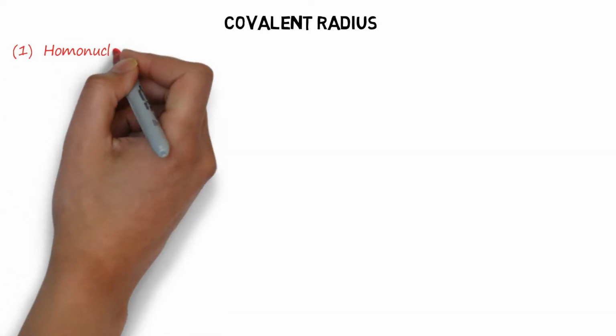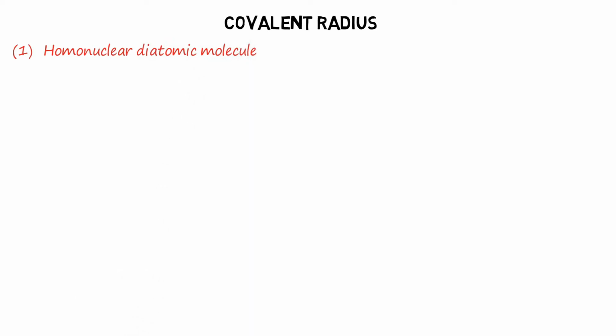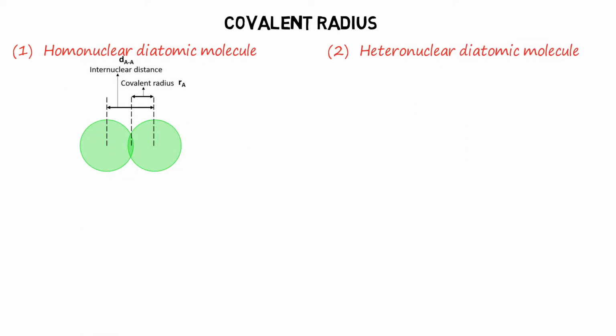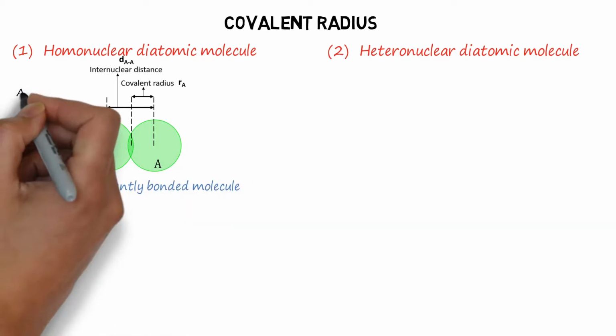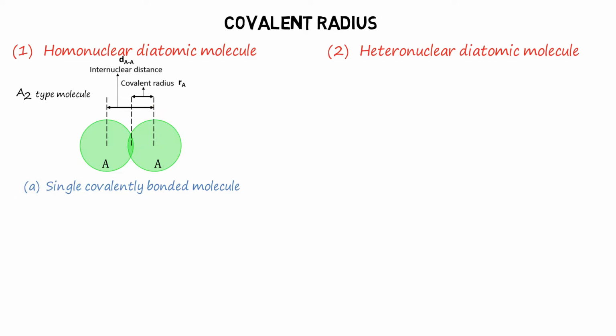Generally, two types of covalent molecules exist. First type of molecules are called homonuclear diatomic molecules, and the second type of molecules are called heteronuclear diatomic molecules. Homonuclear diatomic molecules are formed when a covalent bond is formed between two like atoms. H2, Cl2, Br2, that is hydrogen, chlorine and bromine, are examples of homonuclear diatomic molecules.